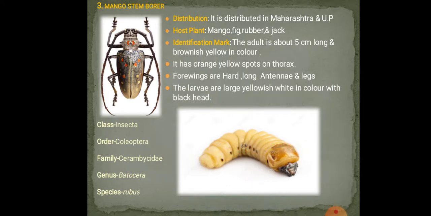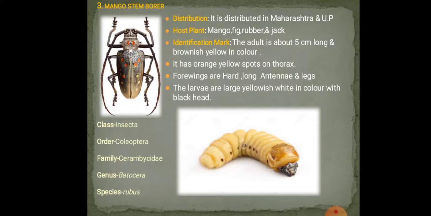The host plants are mango, fig, rubber, and jack. Identification marks: the adult is about 5 cm long and brownish yellow in color. It has an orange head spot on the thorax. The forewings are hard and long, with long antennae and legs. The larvae are large, yellowish white in color with a black head.